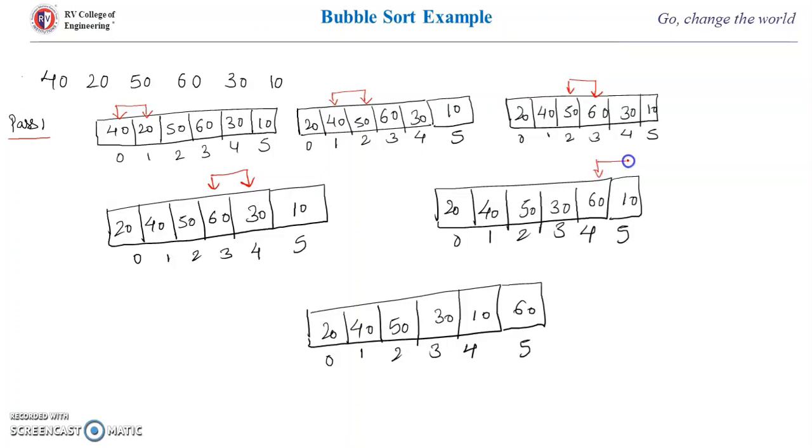Okay, now the next, which two elements will be compared? 4 and 5 will be compared. So now array 4 and array 5. If array 4 is greater than array 5, a swap will happen. So definitely this is greater than this, so we will swap and then this will be my array.